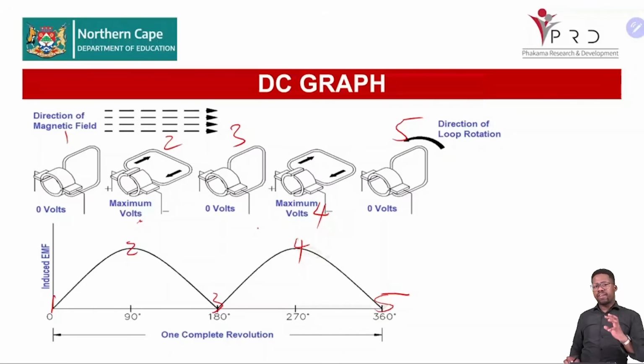So the difference between AC and DC is that DC rotates in one direction. If it rotates on the upper part, the positive side, it stays there. If it rotates on the negative side, it stays on the negative side. Because it has only what you call a split ring, which allows the current to flow in one direction.